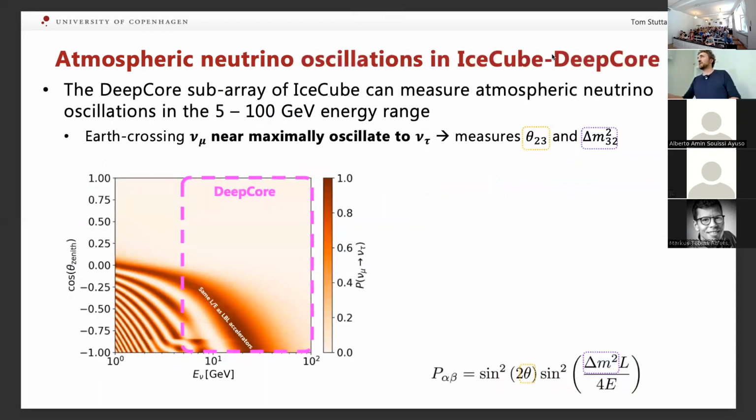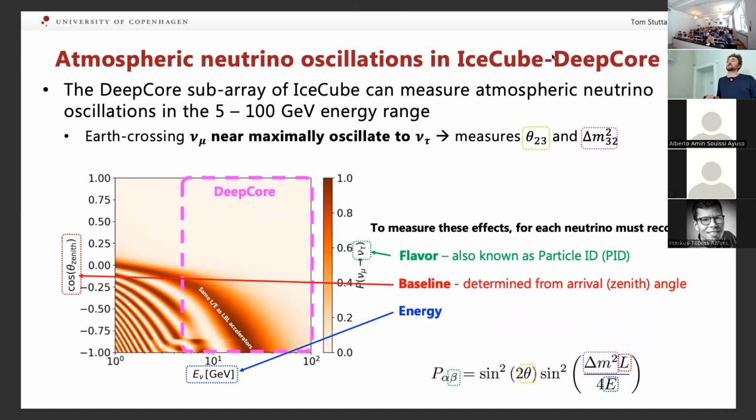In terms of IceCube DeepCore, this is a detector sensitive to the roughly 5 to 100 GeV energy range. So you can see we're able to see this strong oscillation region here. This is probing roughly the same oscillation parameters as long baseline experiments, but at a much higher energy. And so what we're really measuring here is what are normally called the atmospheric parameters. So this is θ23 and delta m squared 32.